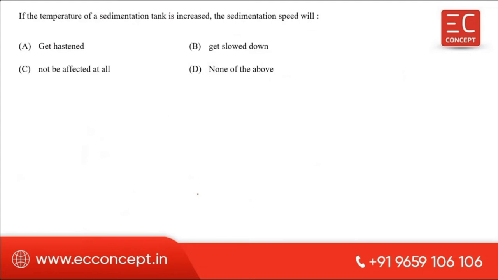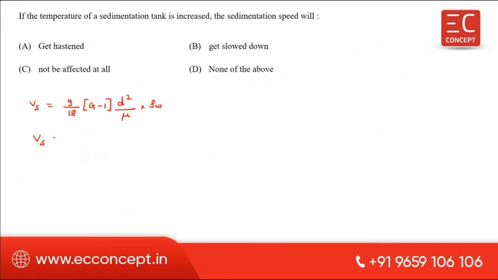Next one: if the temperature of a sedimentation tank is increased, the sedimentation speed will be hastened, slowed down, not affected at all, or none of these. So we know that the settling velocity is equal to g divided by 18 into (G minus 1) into d square divided by mu into rho w. So this is the formula.